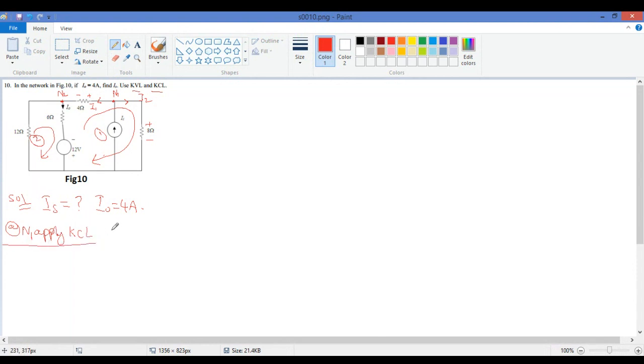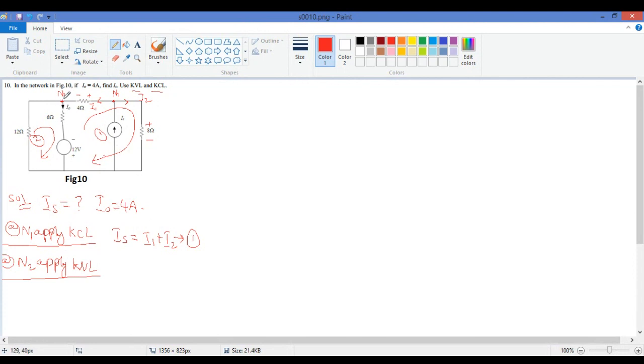So at node 1, what happens? Is is equal to I1 plus I2. I call this equation 1. Then again at node 2, again we will apply KVL.